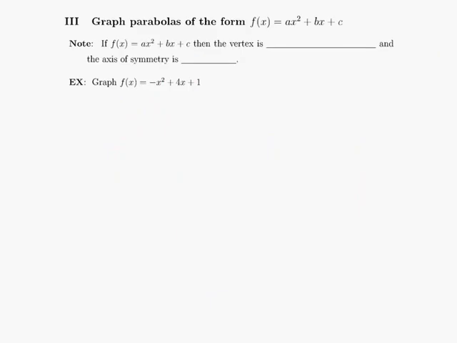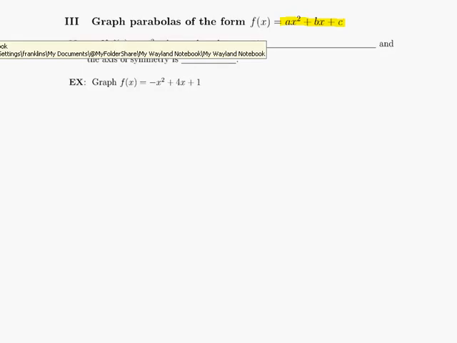Now, the most pertinent question at this point is, what if it's not in that form? What if it's not in a times x minus h squared plus k form? What if it's ax squared plus bx plus c? Well, the nice thing here is that we've got a quick and easy little formula that will get us the vertex, which means we can answer all the same questions in exactly the same way.